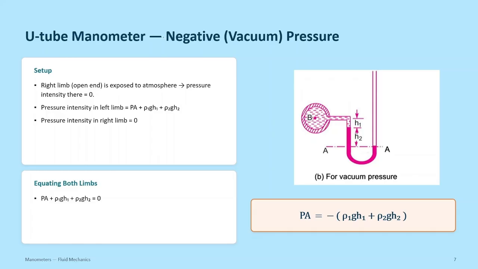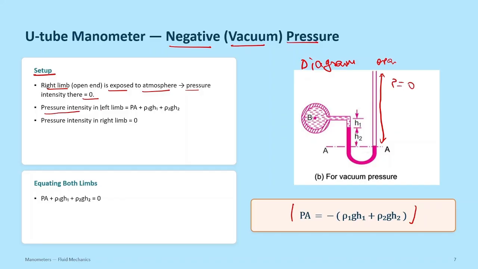So next is U-tube manometer vacuum pressure type, or you can say negative pressure. So this is the diagram for the vacuum pressure U-tube manometer, and this is the formula for this U-tube manometer. We will derive this. How can we derive this? So first we can say that the right limb open end is exposed to atmosphere. It means pressure intensity there is zero. Here this right limb has no fluid above the datum line, and it is open, exposed to atmosphere. So here pressure intensity is zero.